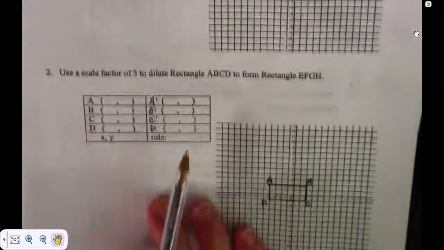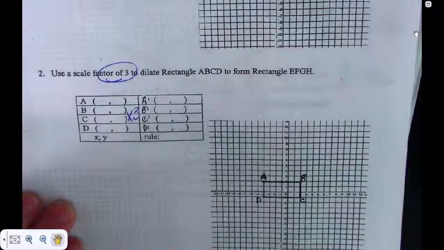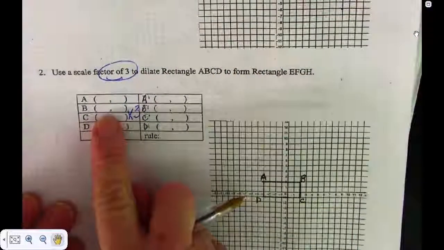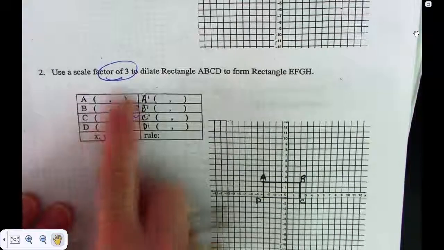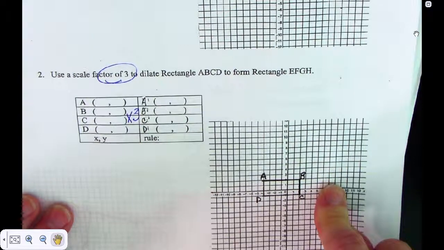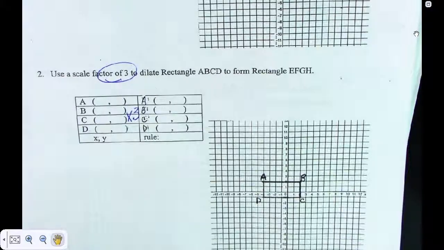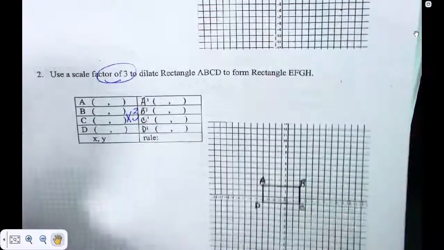On number 2, what's the scale factor? 3. So you're going to multiply everything by 3. You're going to get the original, the old coordinates, multiply all of them by 3 to get the new. And you're going to put that on there. How can you test to see if you're right? If you line up the vertices, the image to the pre-image, vertices, A to A prime, B to B prime, and it goes through the origin. Very good.